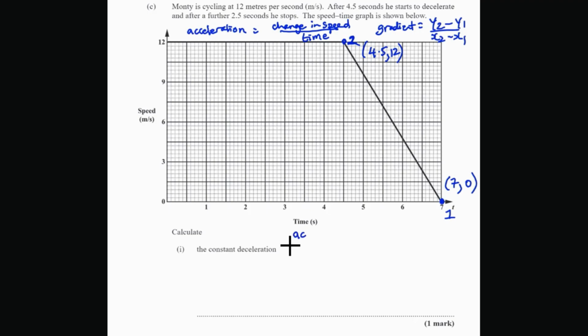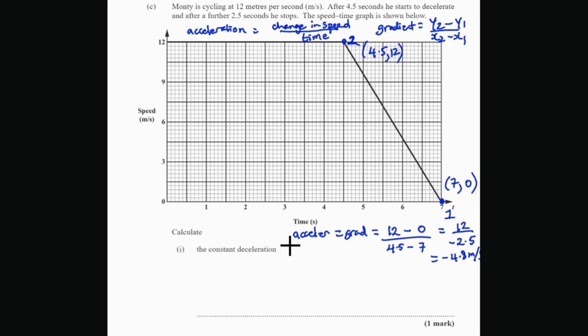So the acceleration is equal to the gradient between these 2 points, which is equal to, in this case, y2 minus y1, which is 12 minus 0, over x2 minus x1, which is 4.5 minus 7. So this gives me 12 over negative 2.5. Right, so this works out to be minus 4.8 meters per second.